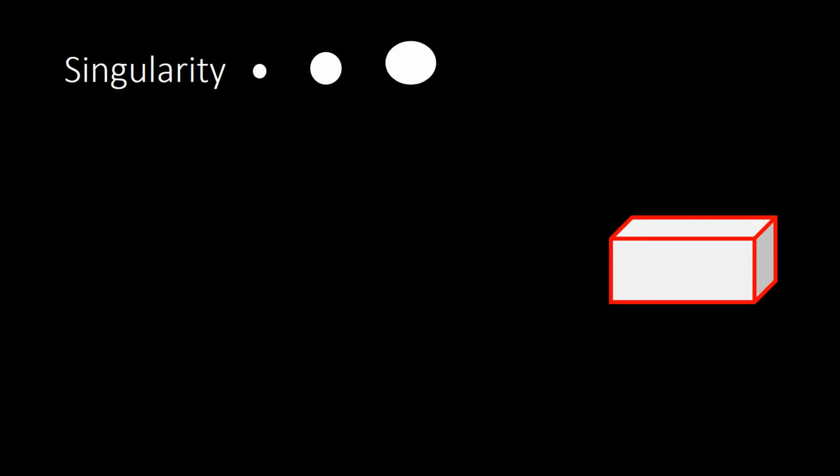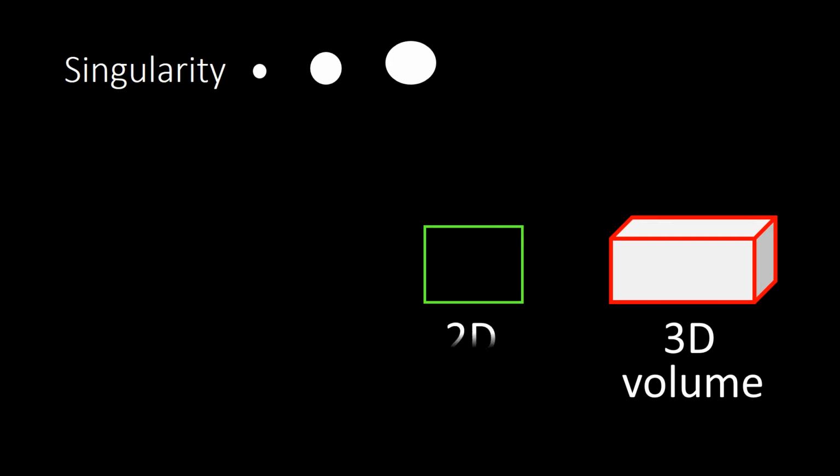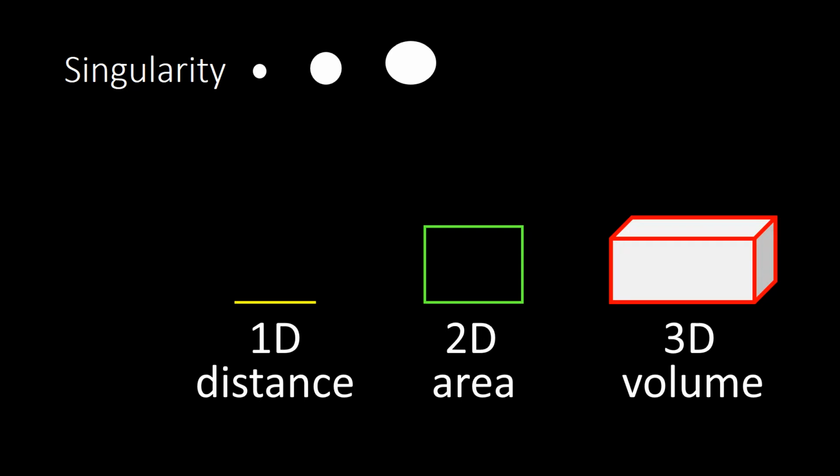Look at this rectangular prism. It has 3 dimensions, length, width, and height. Using these 3 dimensions, we could calculate its volume. This square has only 2 dimensions, length and width, from which we could calculate area. This line has only 1 dimension, which we could measure. Contrast all those with this dot, which represents a point with no dimensions and no size.